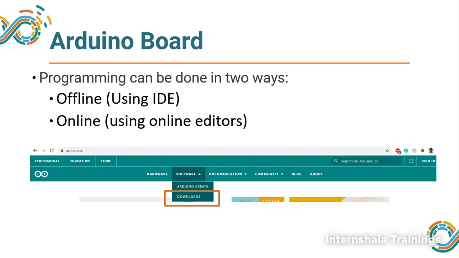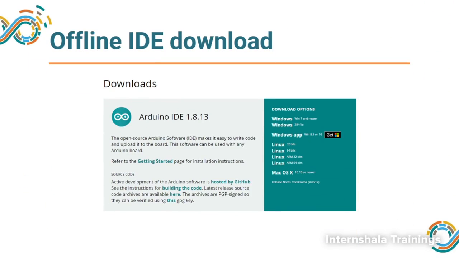Once we go to the download section, it is going to show us that this is the latest version of Arduino IDE, and according to your operating system, which one do you want to download? In this training, I am going to work on Windows OS, so I am selecting Windows. If you are working on Linux or Mac OS, you can select accordingly.